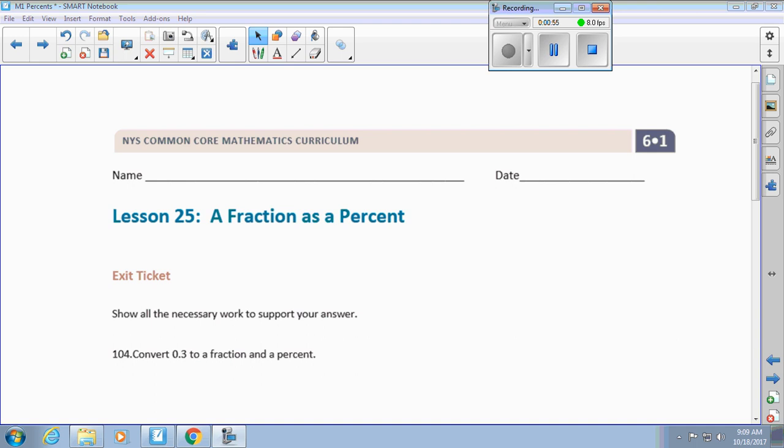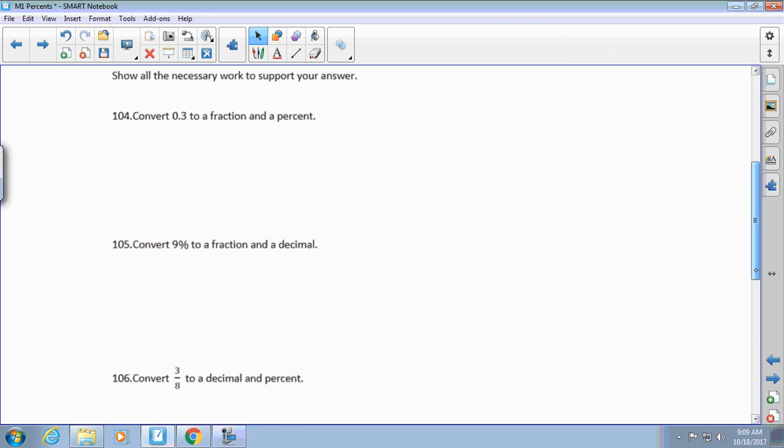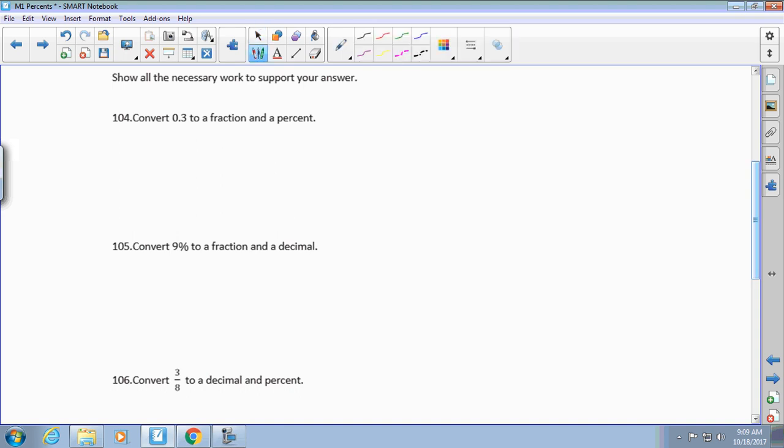So we're going to be doing that for 104 here. It says convert this number right here to a fraction and a percent. So how would we read that decimal? How would we technically read that, Liz? 3/10. 3/10. So that gives you your clue for your fraction, right? 3 over 10. Very good. So 3/10.